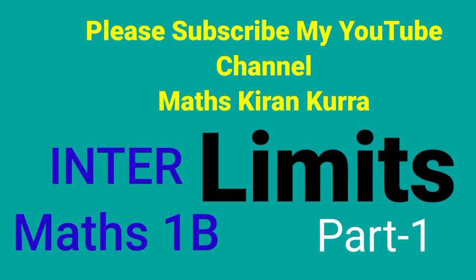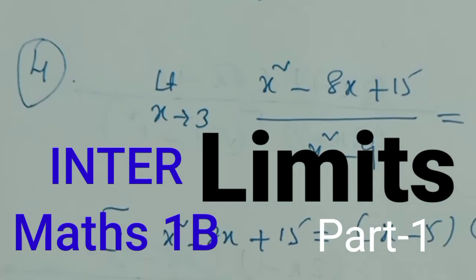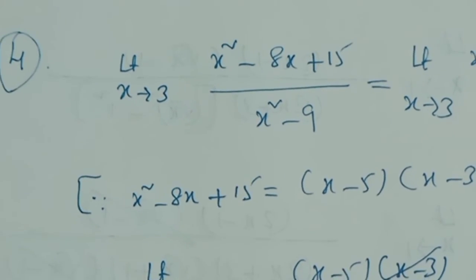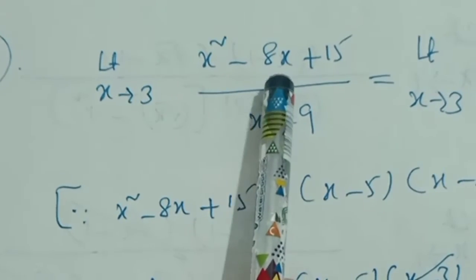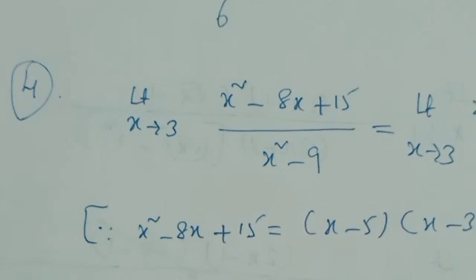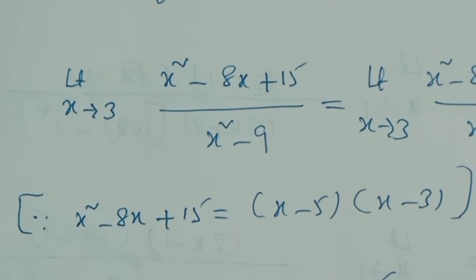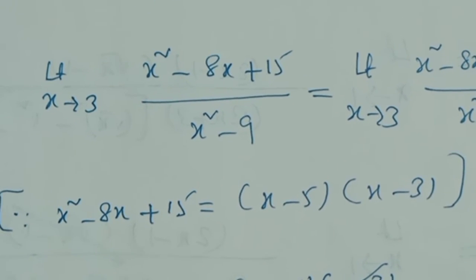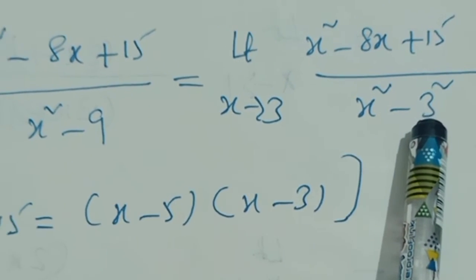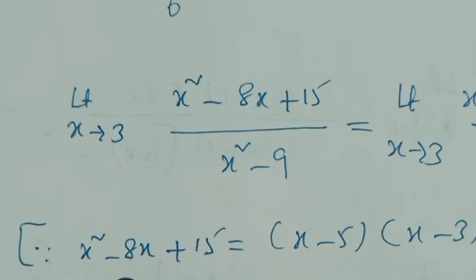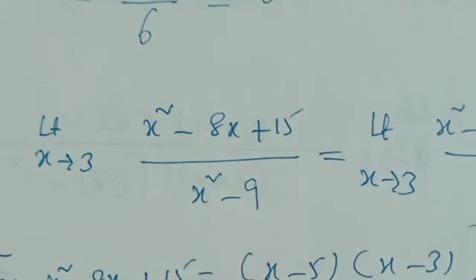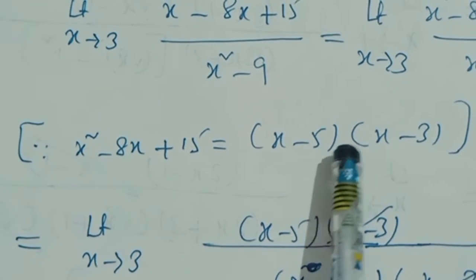Next, fourth sum: limit x tends to 3, x square minus 8x plus 15 by x square minus 9. Here also the denominator value is x square minus 9, so here we write x square minus 3 square. Now by the factorization method, we find the numerator factors, which will be x minus 5 into x minus 3.